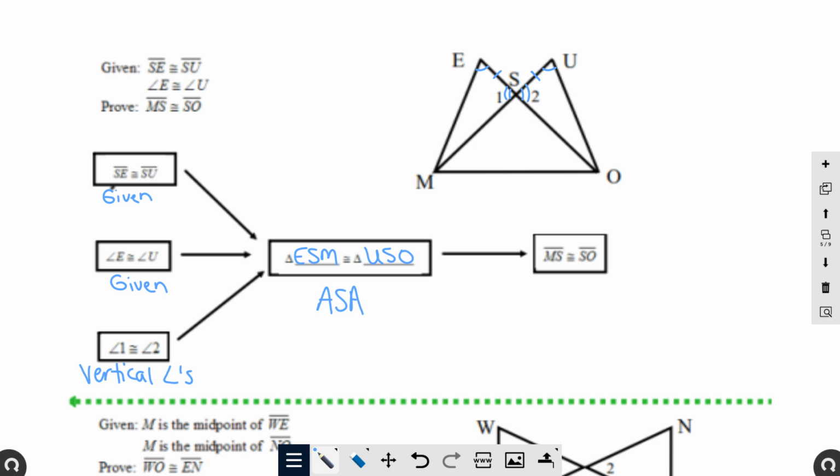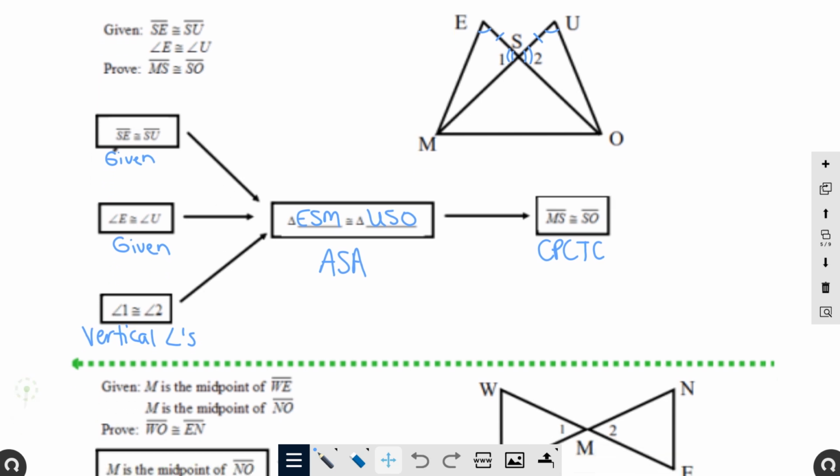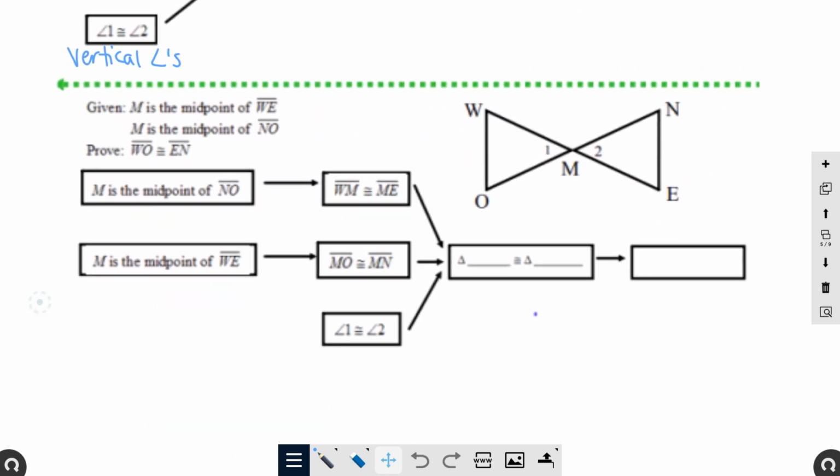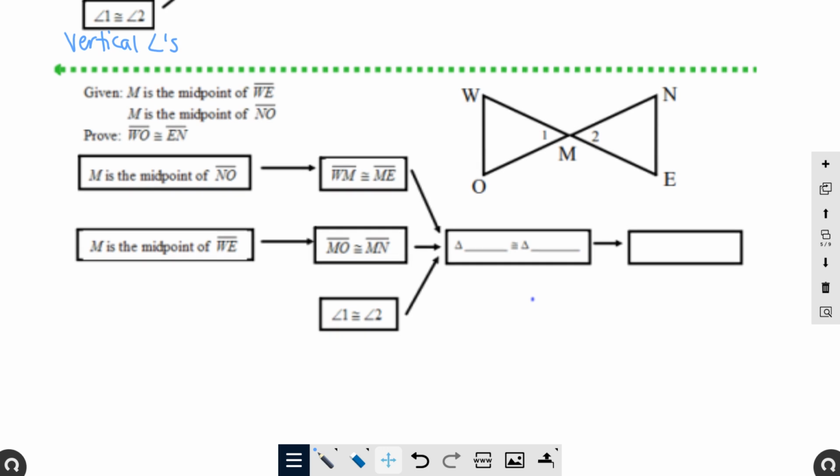Why is MS congruent to SO now? CPCTC. That's it. Just keep repeating it to yourself. CPCTC. Since the triangles are congruent, all of their corresponding parts are congruent. So corresponding parts of congruent triangles are congruent. It's a long way to say it. All right, let's look at our next proof.